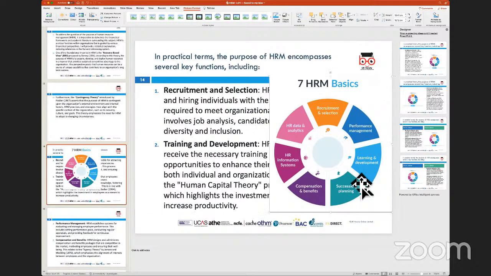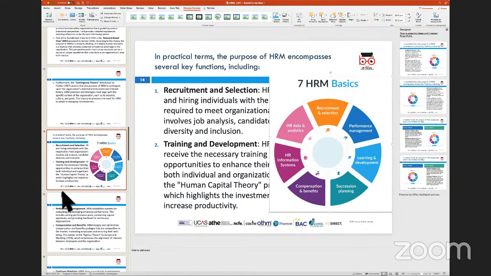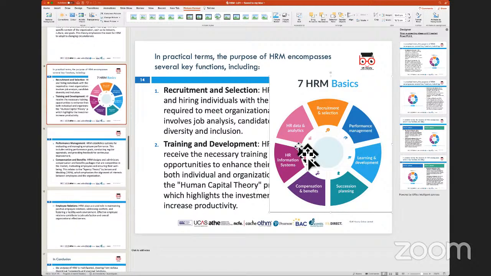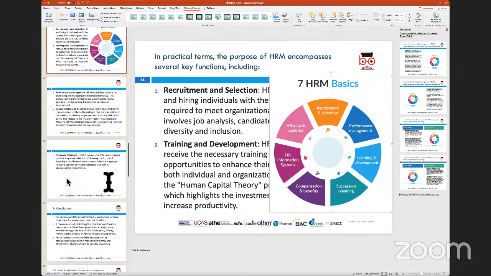So the first function we talk about is recruitment and selection. Second is training and development. Then performance management. Compensation and benefits. Employee relations in general. And then we also talk about data and analytics, and succession planning.